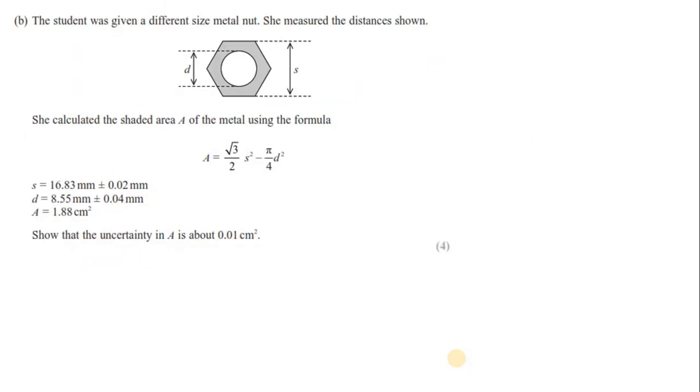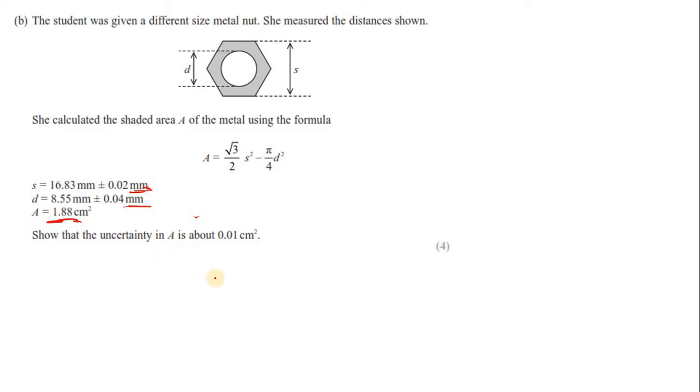The student was given a different size metal nut. She measured the distances shown. She calculated the shaded area A of the metal using the following formula. S is given, D is given, area is given. S and D are given in millimeter here, area is given in centimeter. Show that the uncertainty in A is about 0.01 centimeter.